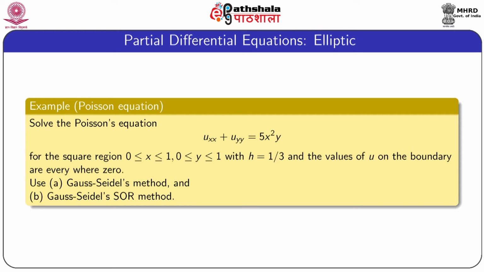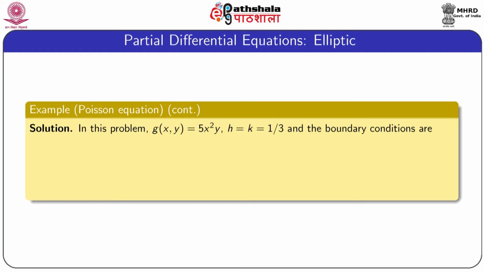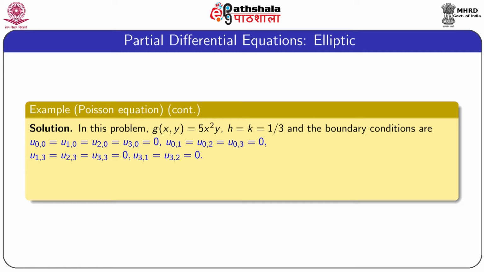We have to solve this problem using Gauss-Seidel method as well as Gauss-Seidel's successive over relaxation method. In this case g of x,y equal to 5 into x square y and h equal to k equal to 1/3, and the boundary conditions are zeros for all subscripts of u.